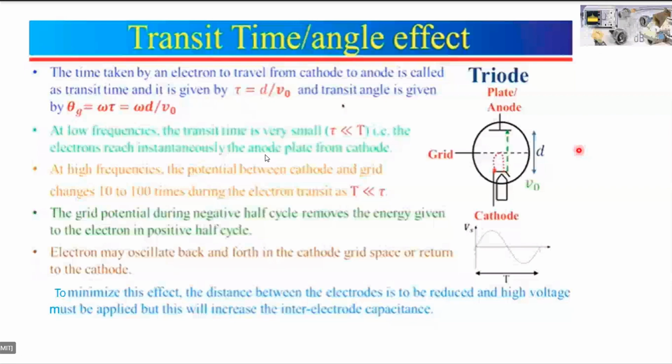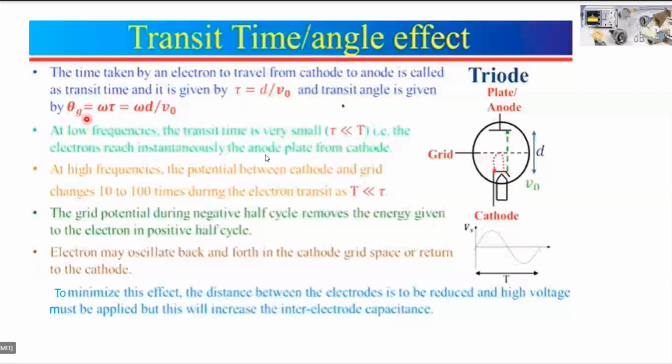Then the transit time will be what? It will be the distance divided by velocity. It is generally represented as tau. So tau will be given by what? d by v naught. Okay. Now we express it in terms of angle. So the angle will be given as what? Theta g is omega tau, and tau we have already seen is d by v naught.